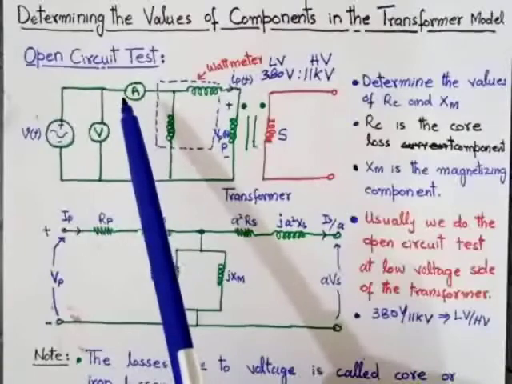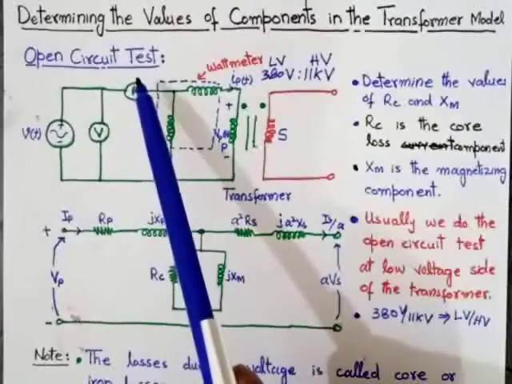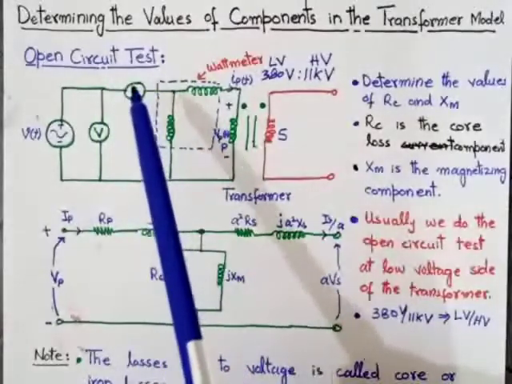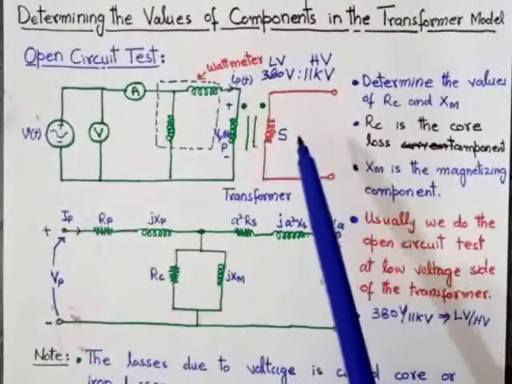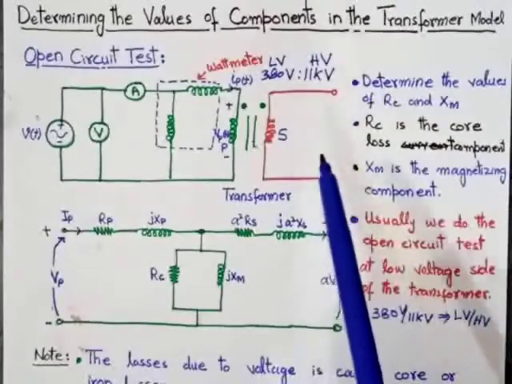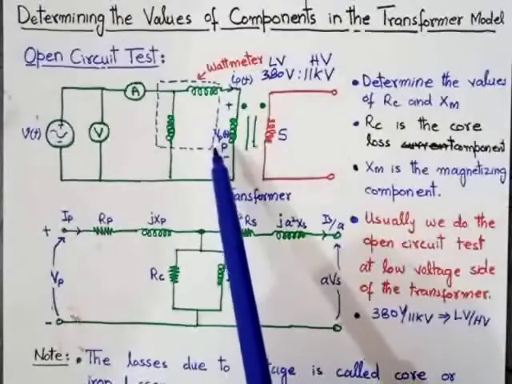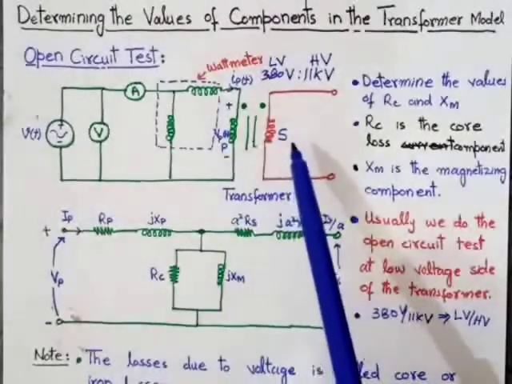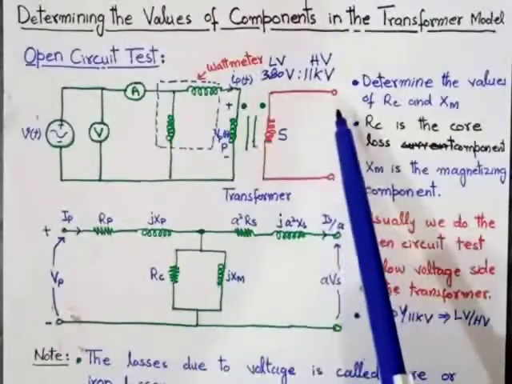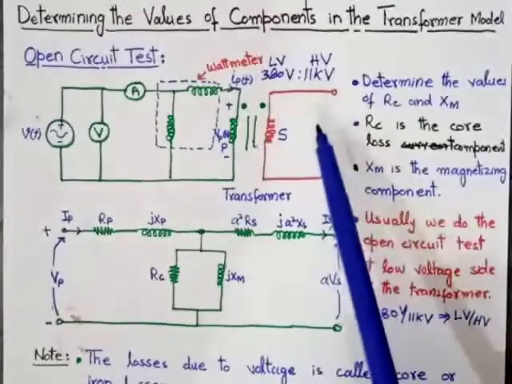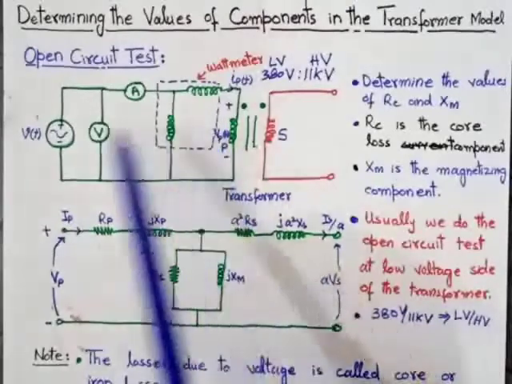Now, the question is, how will we perform the open circuit test of the transformer? In the open circuit test of the transformer, we keep the secondary side of the transformer open. As you can see in this diagram, this is the primary side of the transformer and this is the secondary side of the transformer. In the case of the open circuit test, we keep the secondary side open and apply the rated voltage at the primary side of the transformer.